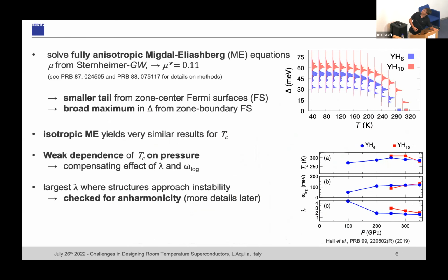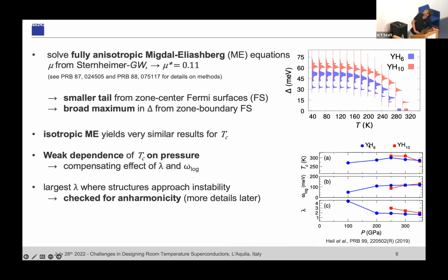Right. As the Fermi surface has so much hydrogen, and the coupling to the hydrogen is the largest, you save some computation effort by doing the isotropic Migdal-Eliashberg theory, which gives very good results for these clathrate structures as well. What we also find is that in these yttrium compounds, we get a very weak dependence of TC on pressure, which is what you see here along this line.